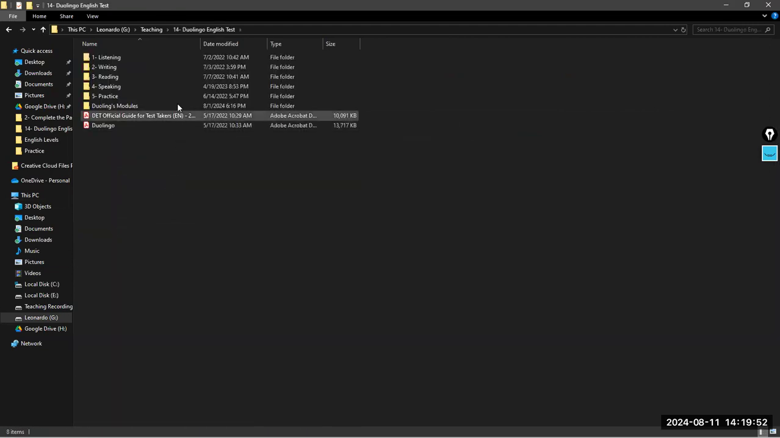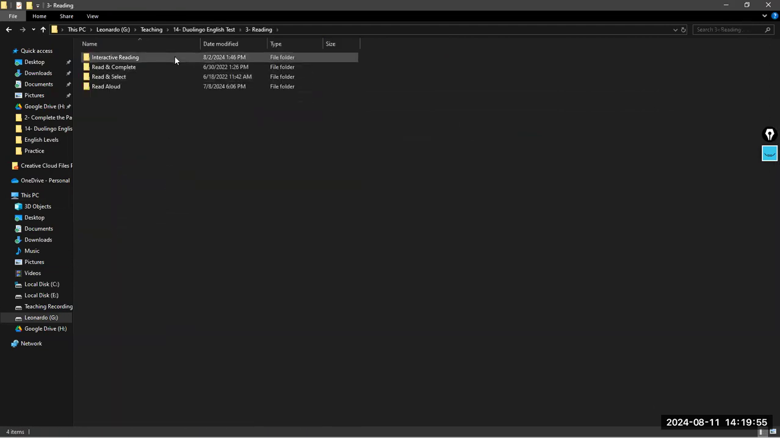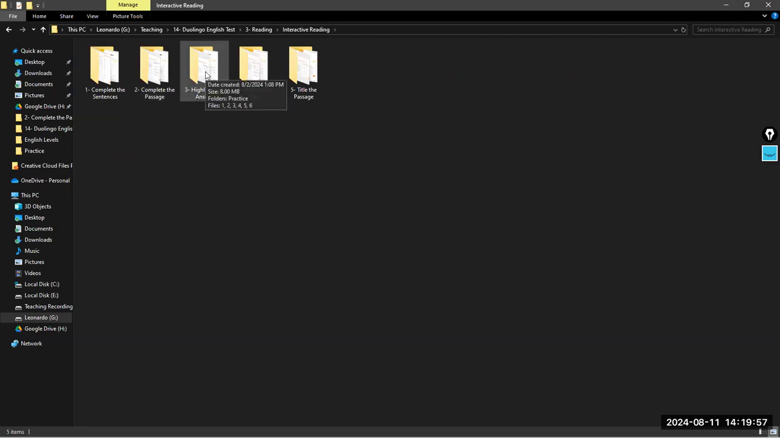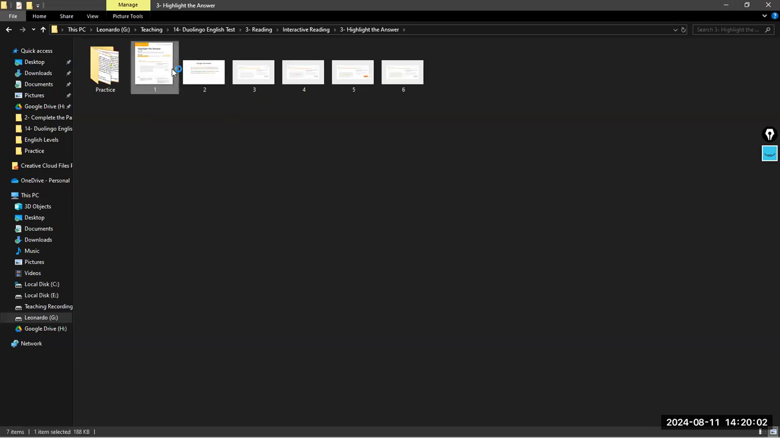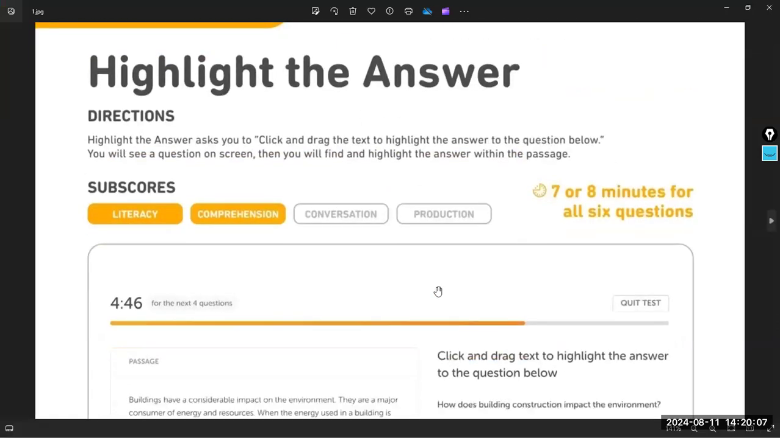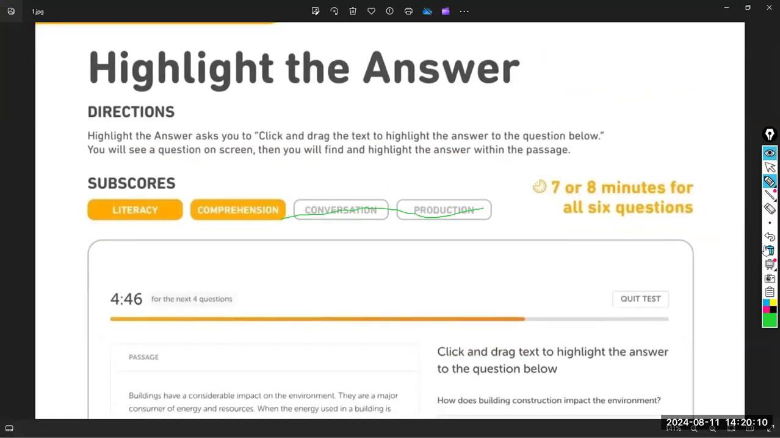This is it exactly. This is reading, and this is interactive reading. And now we are discussing the third module of interactive reading, which is highlight the answer. Okay. Now, guys, highlight the answer asks you to click and drag the text to highlight the answer to the question below. You will see a question on screen. Then you will find and highlight the answer within the passage itself.